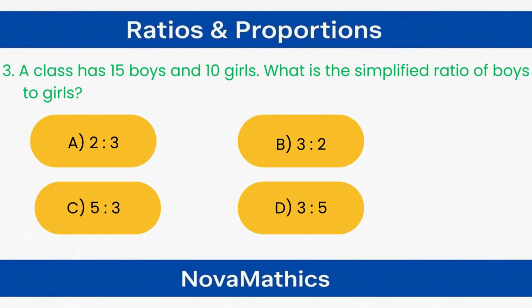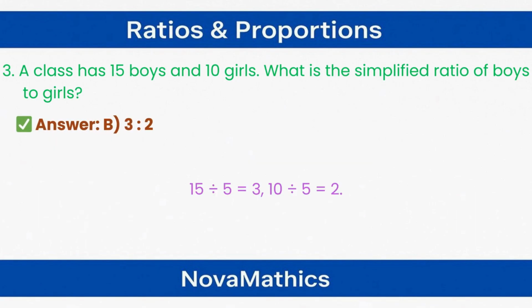3. A class has 15 boys and 10 girls. What is the simplified ratio of boys to girls? 15 divided by 5 equals 3. 10 divided by 5 equals 2.